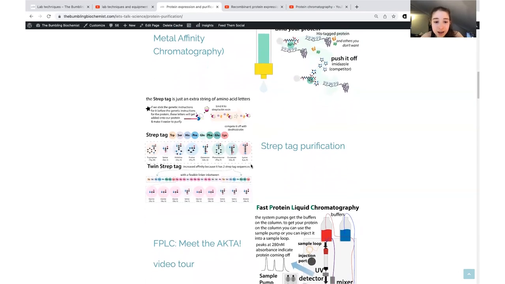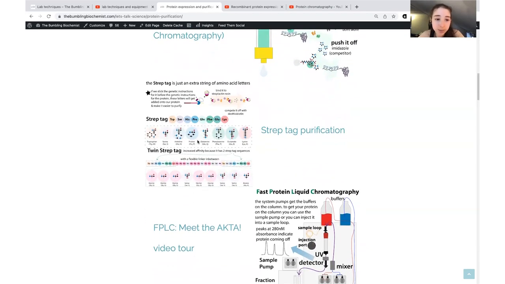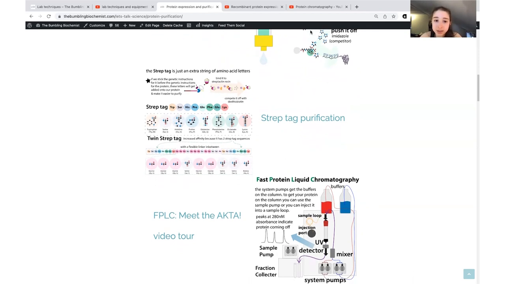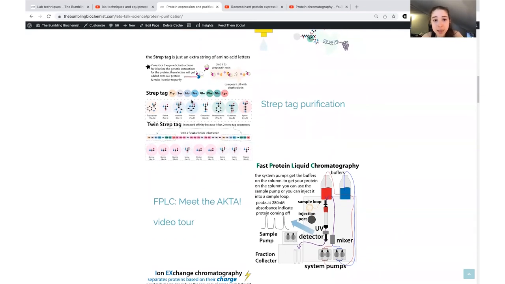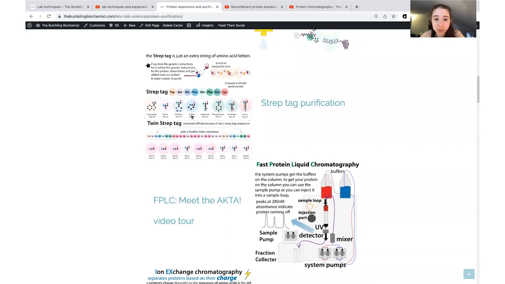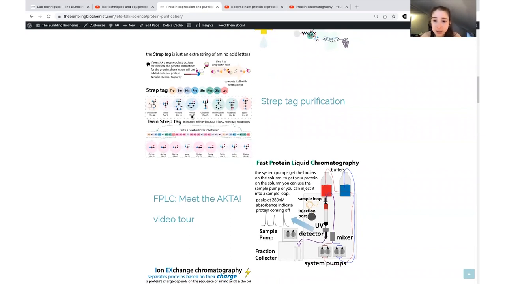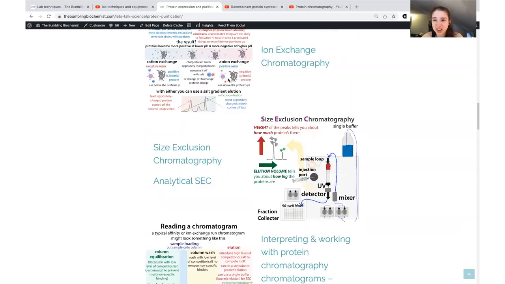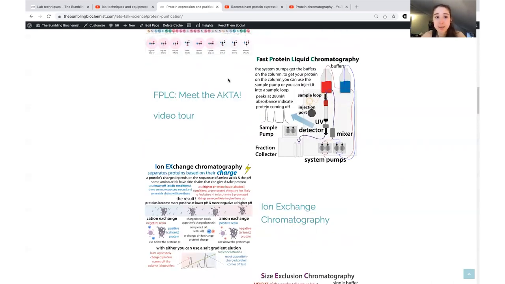Another affinity tag that's often used, and the one I use the most, is the Strep tag, or the twin Strep tag. It's just another tag, a sequence of amino acids that binds to Streptactin resin. It's the same sort of idea, except here you're competing it off with either thiobiotin or biotin, depending on your beads. Typically it's thiobiotin, unless you're using special beads where you have to use a harsher method to get the biotin off.